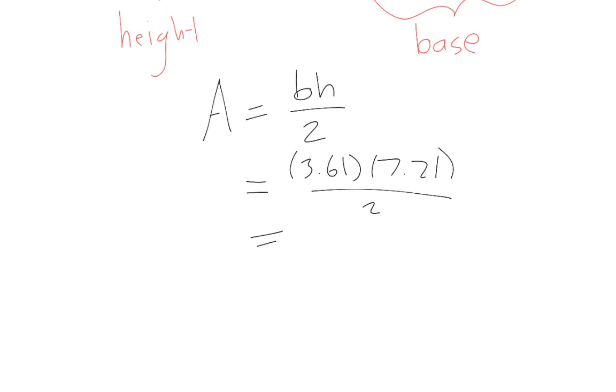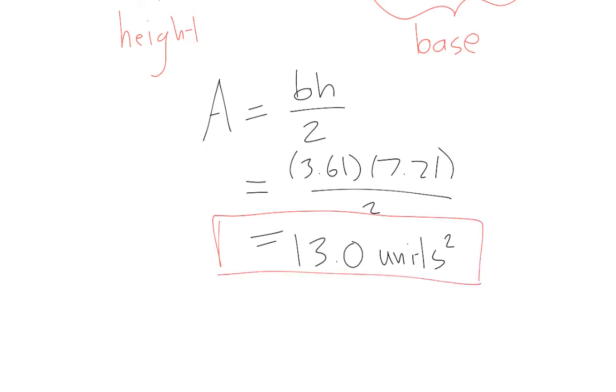I'm going to do that right now. 3.61 times 7.21 divided by 2, which will give you approximately 13.0 if we're using one decimal place. And I'm going to say units squared since we're talking about area. I'm going to put a red box around my final answer.